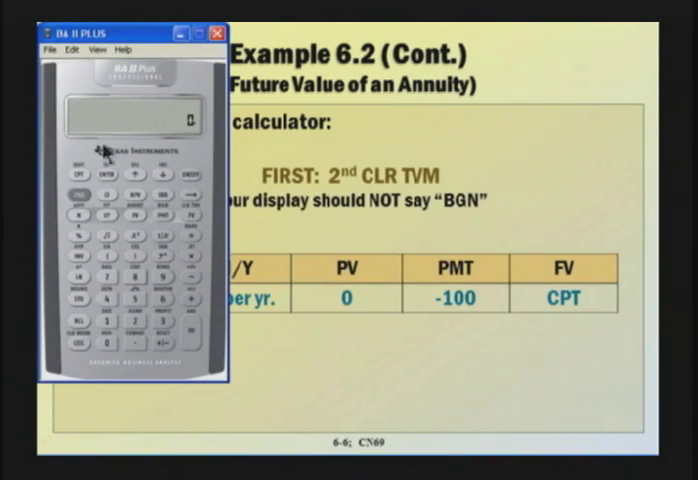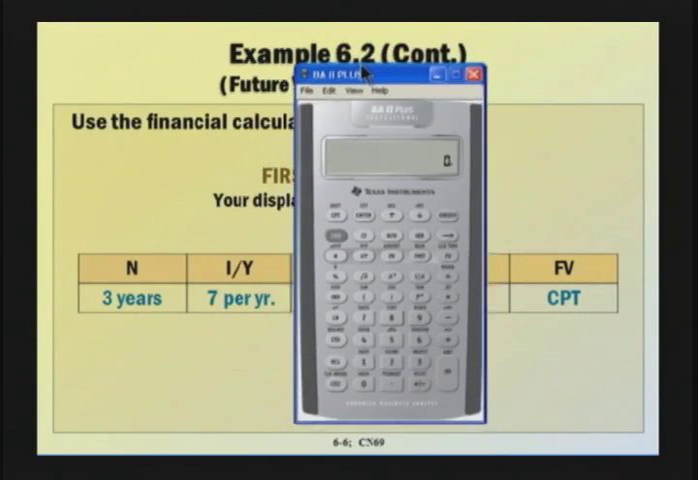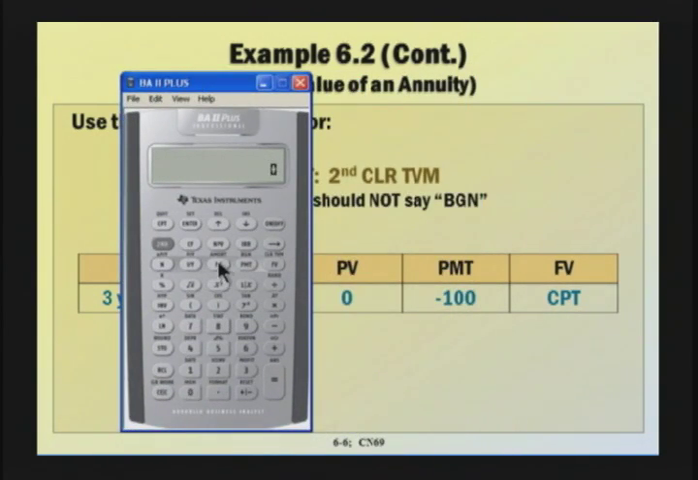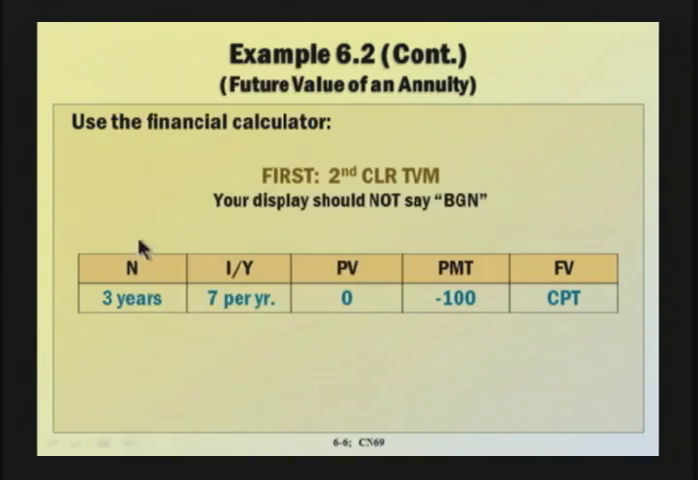As a reminder, just to illustrate the keystrokes here: second, clear TVM, 3 N, 7 IY. There is no present value, so it does not hurt anything to put a 0 in there as a double check. 100, negative, payment. Felt good to press that payment key finally, didn't it? So now we've used all those keys for once. And then compute future value, 321.49, and there's our asterisk. That tells us that we computed that amount, and that result is consistent with what we put into the time value of money keys.